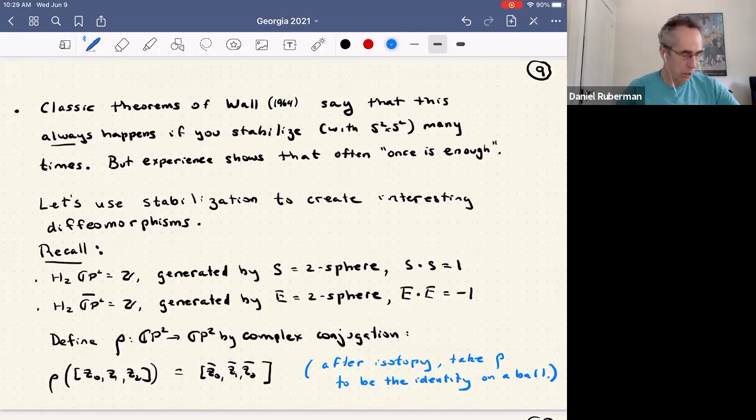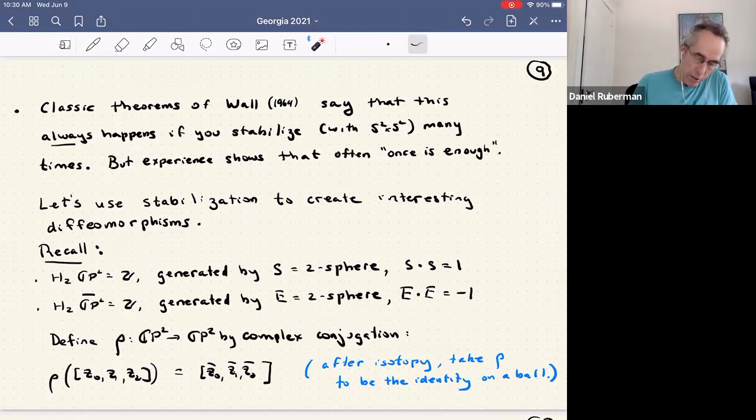Okay, so let me show you how to use this stabilization to create some interesting diffeomorphisms. And we're going to use a little bit about CP2. Let me just remind you of why, I hope everybody knows these things: H2 of CP2 is the integers, and that's generated by a two-sphere, which is really the CP1. With the standard orientation, the self-intersection of that sphere, if you make it transverse to itself and count points, is 1. If you reverse the orientation, the homology doesn't change. I'm going to change the name of the two-sphere, because otherwise there are too many things called S in this discussion. So I'll call it E, which is the algebraic geometer's name for exceptional sphere. If you change the orientation, you change the self-intersection, and now it's -1.